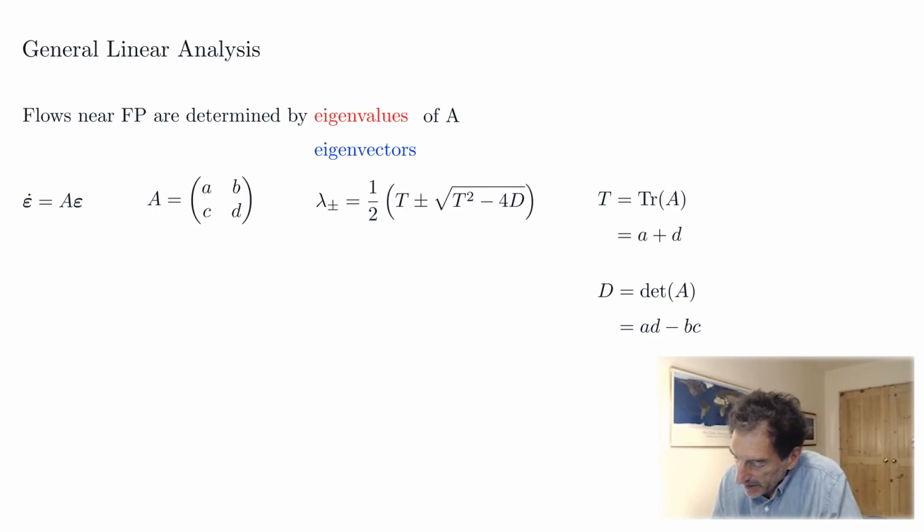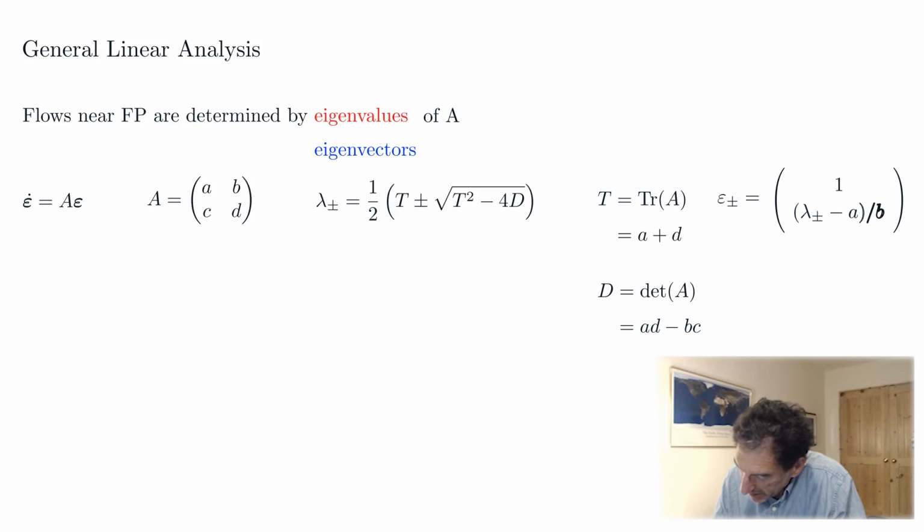Also, the eigenvectors associated with each eigenvalue are epsilon plus minus. And because we're dealing with a linearized transformation, we don't have to worry about the normalization of the eigenvector. All we care about is just the direction that it's pointing in. And so we can write this generally as the column vector with 1 in the first entry and lambda plus minus minus A divided by B. So how do these determine the local flow?